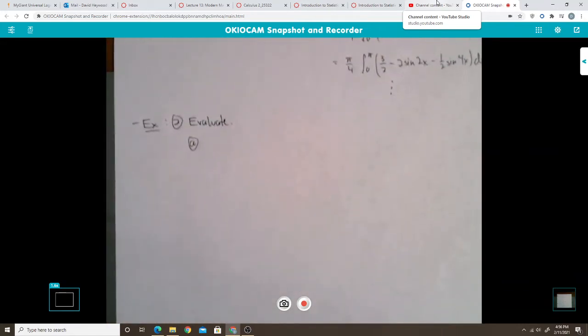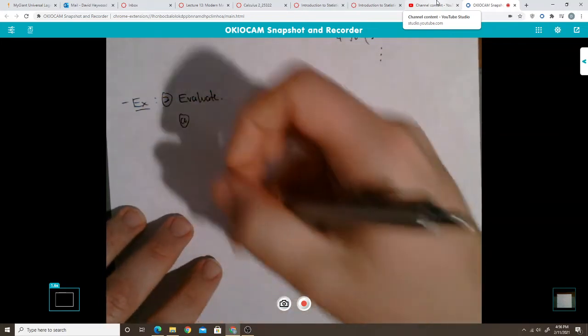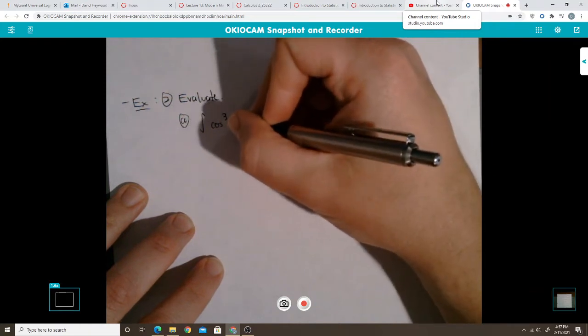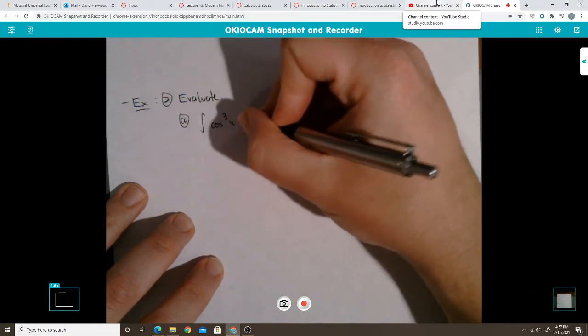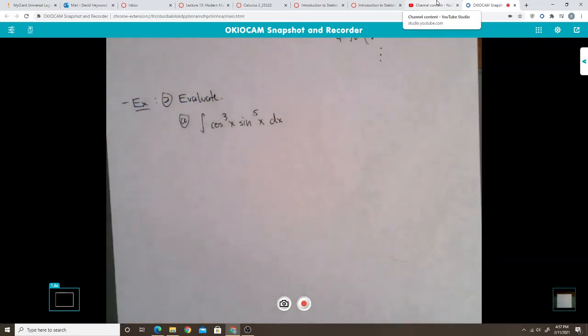So let's evaluate some stuff. Let's do the integral of cosine cubed x sine to the 5th x dx. Okay, so this is a scenario where both of the exponents are odd, and so you just choose one of them, whichever one you like best, to peel apart.